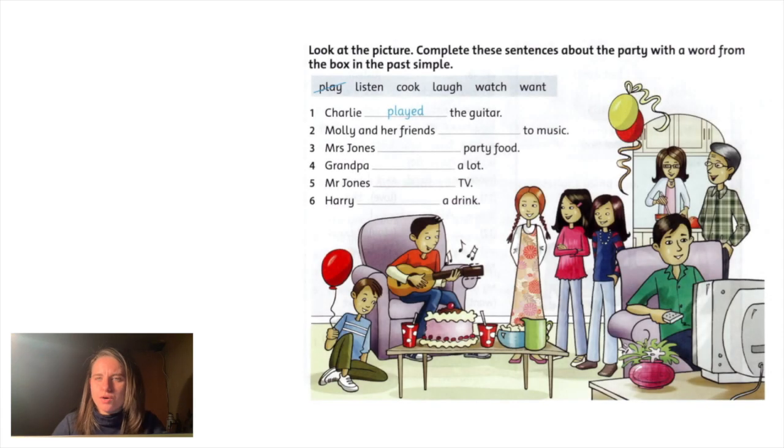All right, let's continue. So to review, we have our first exercise. All right, right now what I need you to do in your notebook, please write down numbers 1 through 6. All right, and you see the verbs up here. Please change them into past simple with ed and write them in the correct place. Pause this video and do this exercise now.